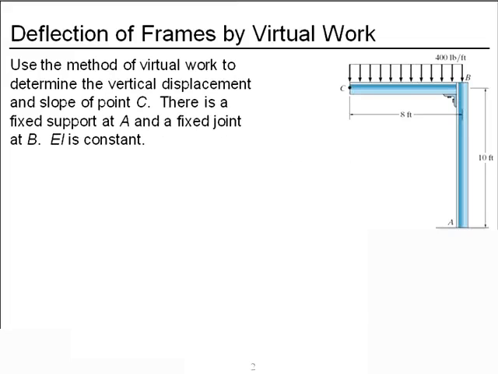And here's our frame. It's determinate with only reactions at point A. Now I will point out we can use the virtual work method to predict displacement and slope in an indeterminate frame. However, the analysis to find the moment equations becomes much more challenging. In this problem, we're going to predict vertical deflection at point C and slope at point C. We'll note that point A is a fixed support and B is a fixed joint.